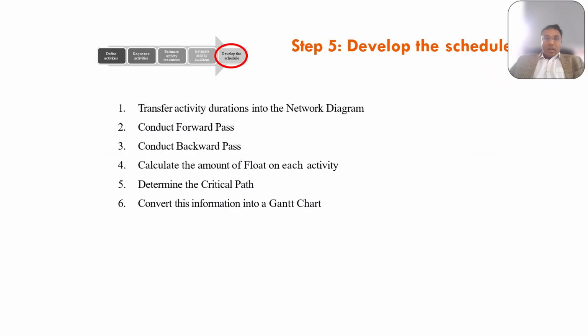Let's see this slide. Now let's look at the final and major phase of developing the schedule. This step involves transferring activity durations into the network diagram, conducting the forward and backward pass, which I'll explain in the following slides, and calculating the amount of float. As I explained before, float is the amount of time an activity can be delayed without affecting the overall schedule. And then we determine the critical path, and finally we convert the information into a Gantt chart.